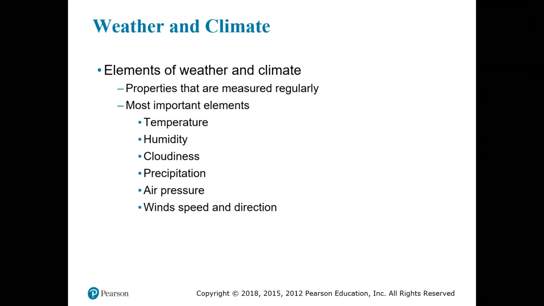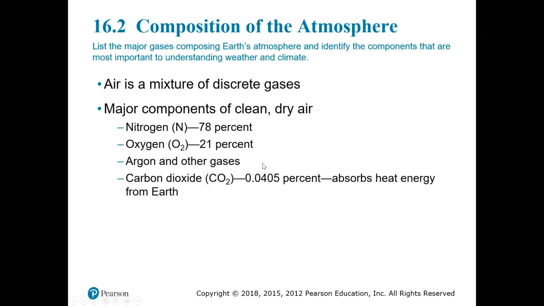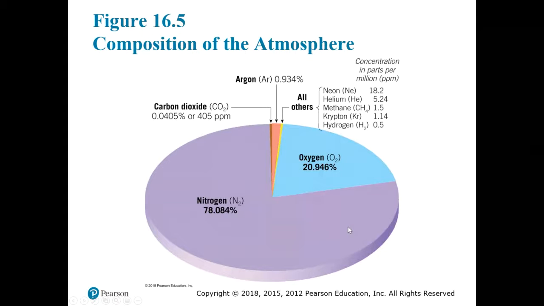These are the elements that make up weather and climate, the things we measure regularly: temperature; humidity, how much moisture is in the air; how cloudy it is; precipitation, whether it's raining or snowing; air pressure, whether it's low, which means bad weather, or high, which means good weather; and wind speed and direction. So know those 6 things. Those are the important elements we deal with in the weather. The major gases in dry air are nitrogen, 78%, oxygen, 21%, and just minor amounts of argon and carbon dioxide.